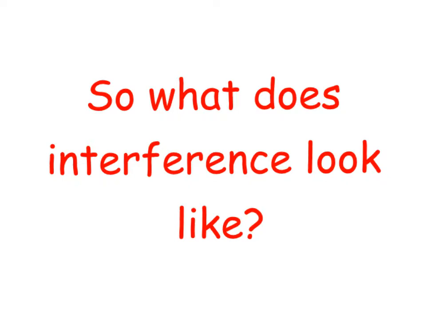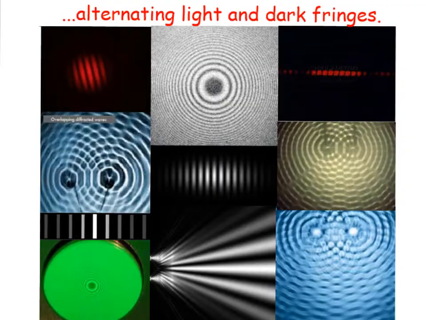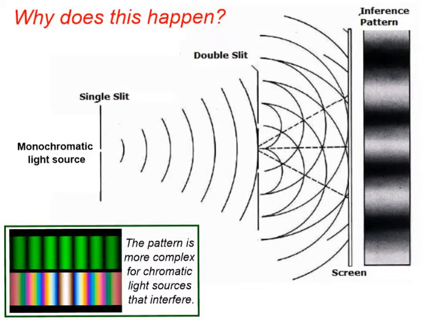So you've all seen what interference looks like with mechanical waves. What about light? What does interference look like when light waves are interfering? Here are some examples of light waves interfering, and when light waves interfere, we see alternating light and dark fringes. Here are some examples of these alternating light and dark fringes. So why does this happen, these alternating bands of light and dark fringes?